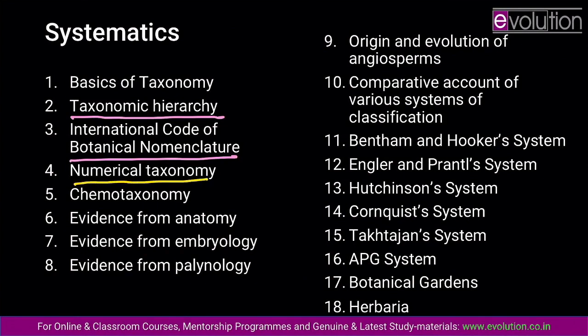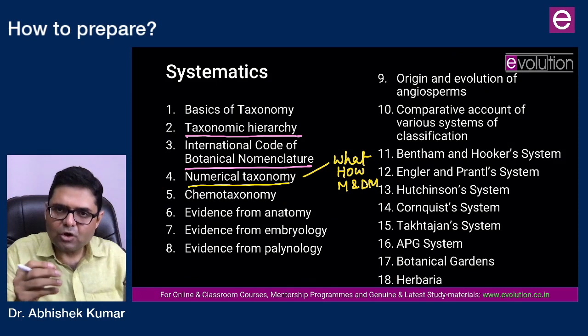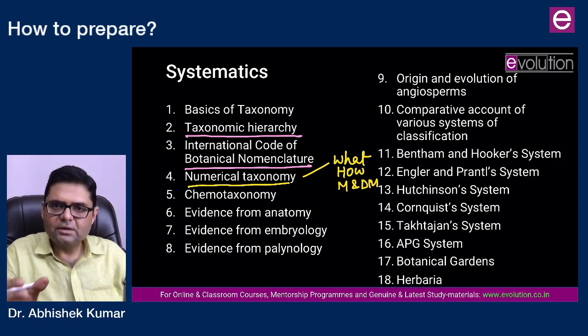Numerical taxonomy is a fairly straight topic. There are just two things that you have to do: what and how, and merits and demerits of numerical taxonomy. What is numerical taxonomy? How numerical taxonomic operations are carried out. That is where you will be learning about OTU, data analysis and all. And finally, what are the merits and demerits of numerical taxonomy compared to other approaches of taxonomy.